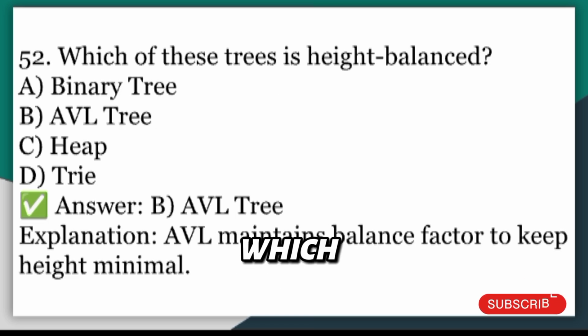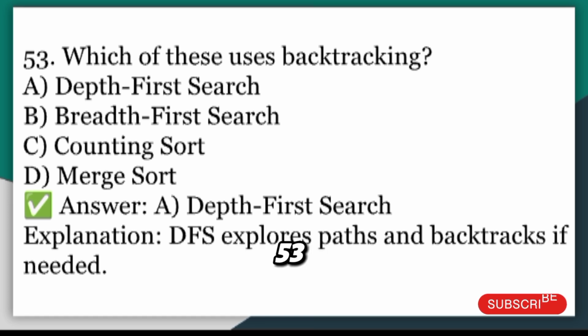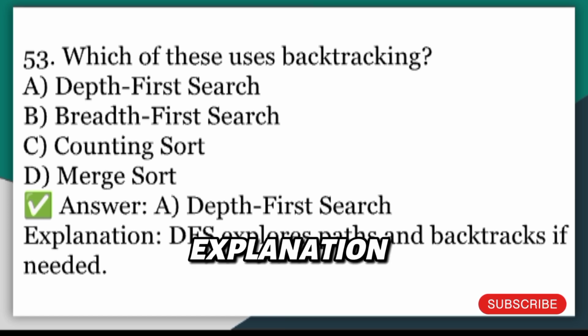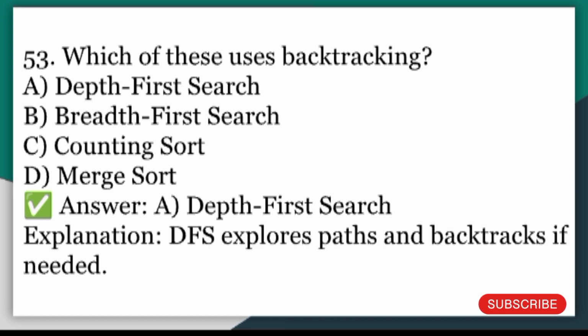Question number 52, which of these trees is height balanced? So the right option is AVL tree. Explanation: AVL maintains a balance factor to keep height minimal. So AVL is a self-balancing binary search tree. Question number 53, which of these uses backtracking? So the right option is A, depth first search. Explanation: depth first search explores and backtracks if needed.